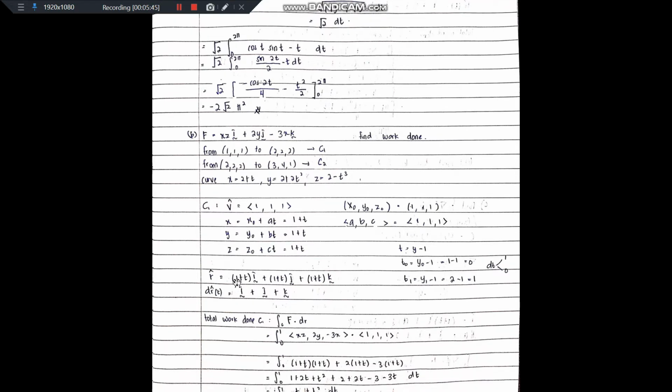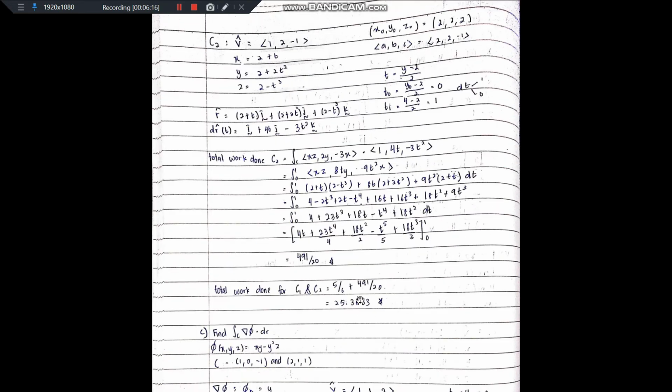We have to find r. So for r, we write x, y, z in vector form, and then we differentiate it with respect to t. For total work done, we know that the formula is the integration of F dot dr. F is already given, and dr we already found. Substitute the values, and then we get that the total work done for line segment 1 is 5/6.